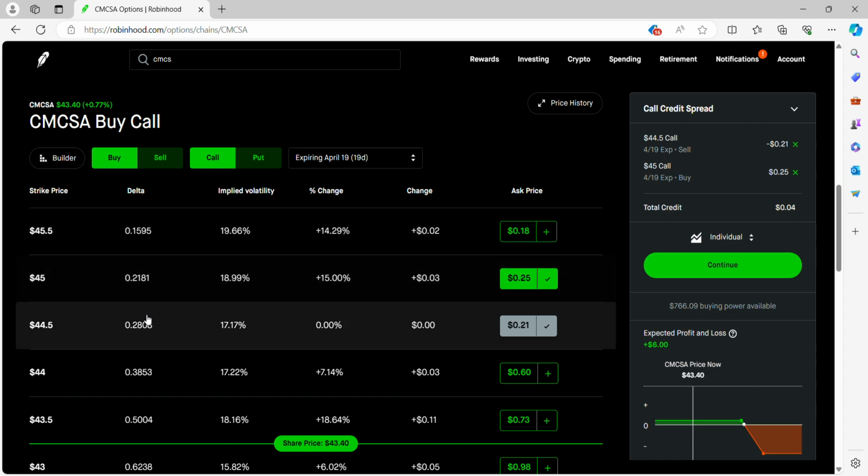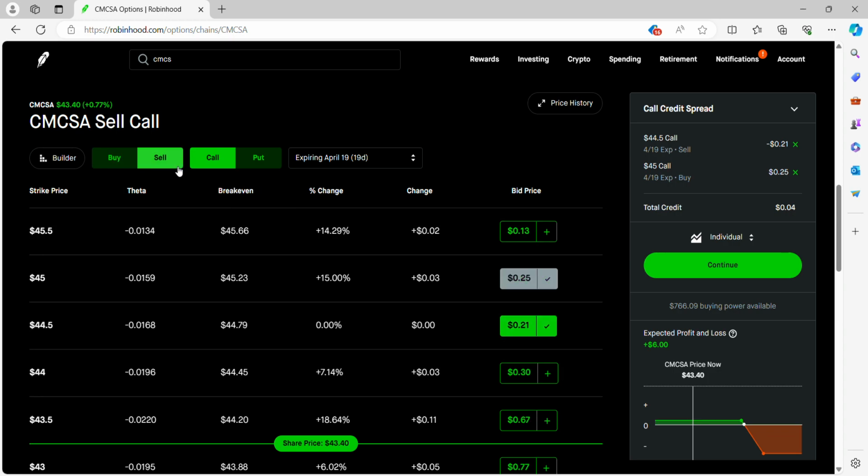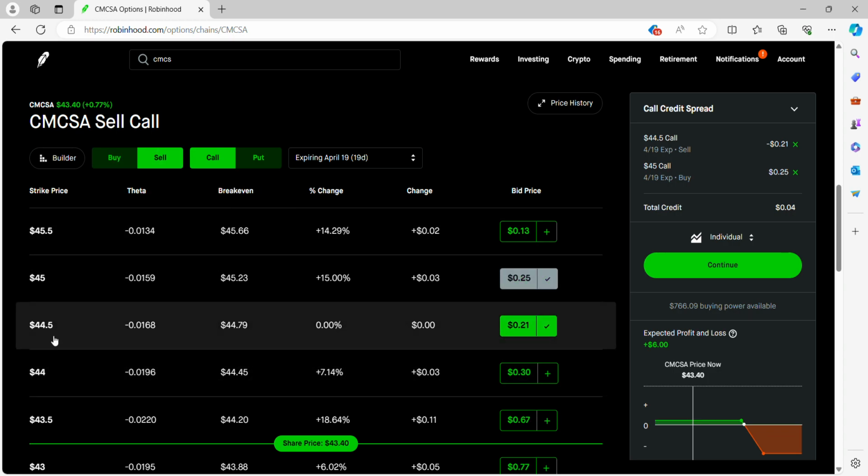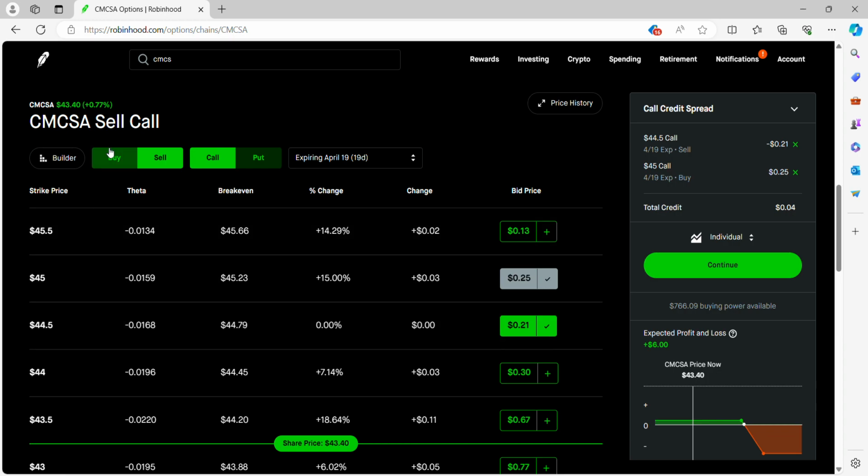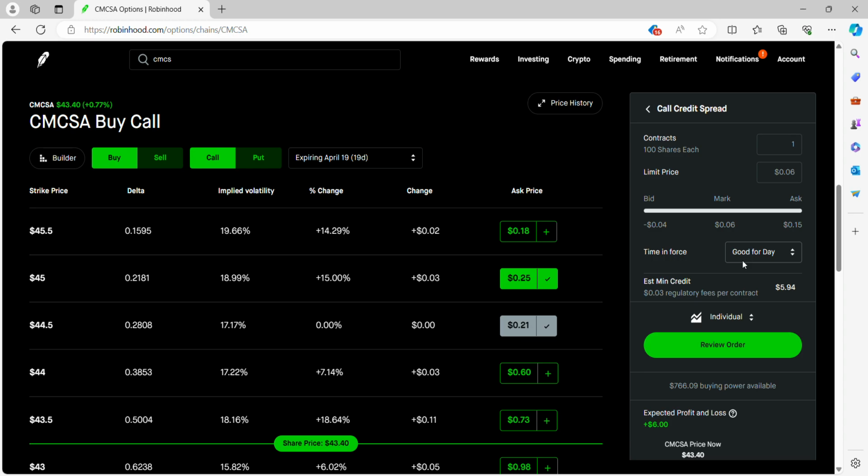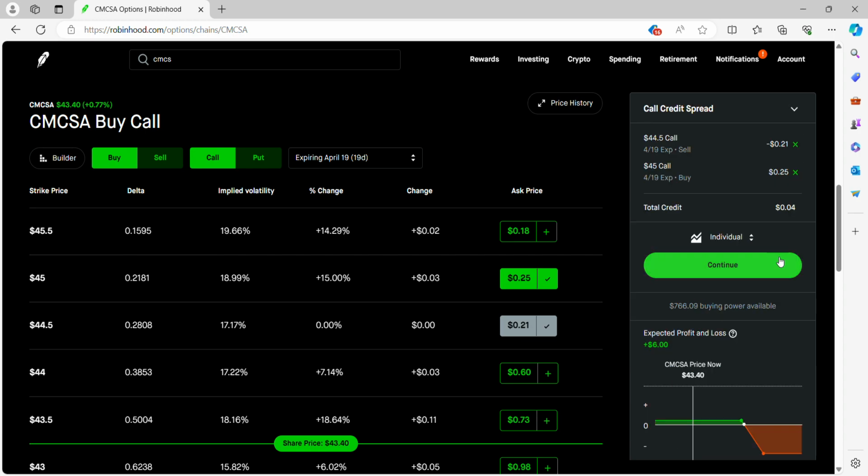We're going to create this spread where we're selling the $44.50 call and buying the call right above it, okay? We're going to be getting paid basically $6 for this spread. That's the first strategy, okay?